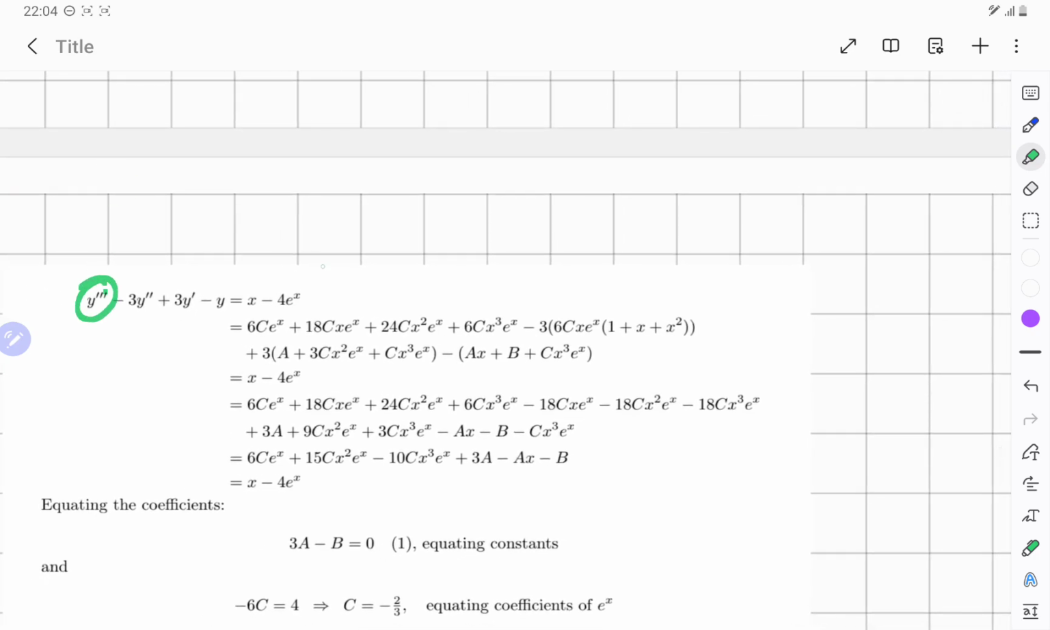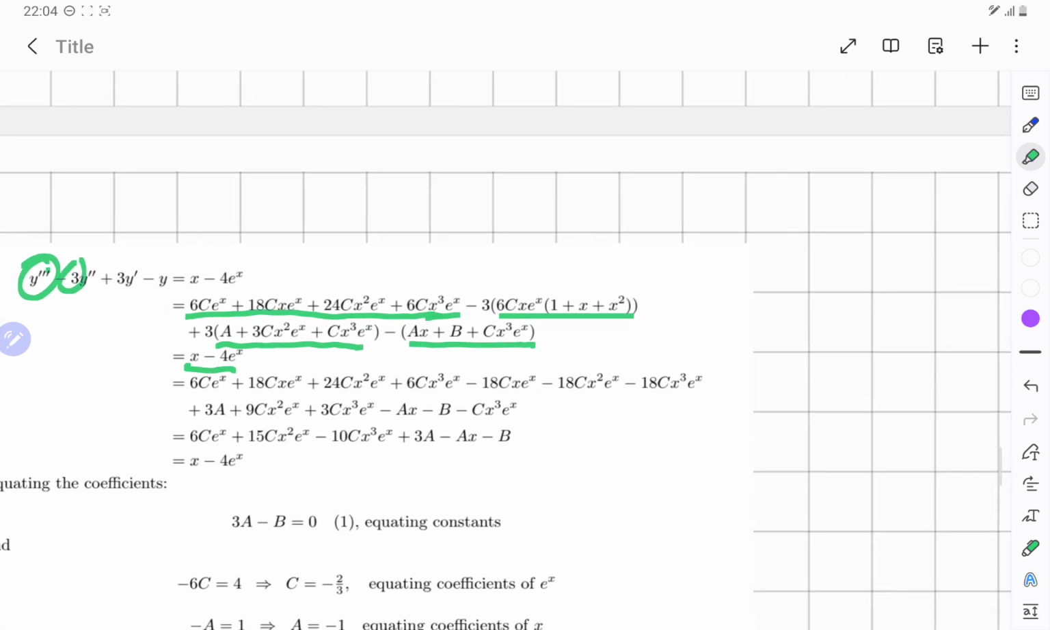So I substituted my third derivative. Then I did minus 3 times my second derivative. Then I did plus 3 times my first derivative. And then I just substitute my particular solution and I equate it to x minus 4e to the x. Now what I did, so that's also basic math, so you can verify it by yourself.